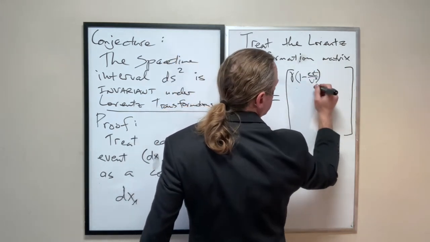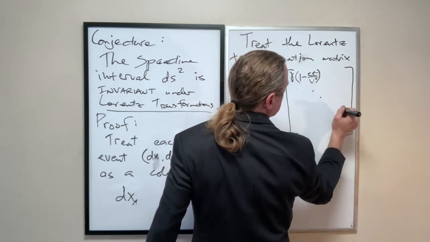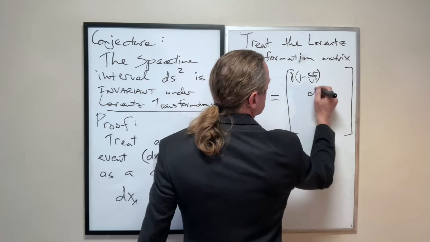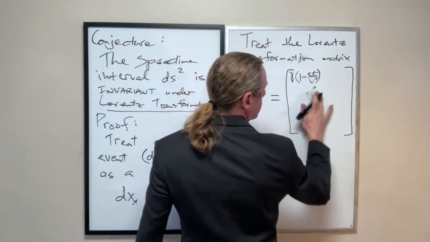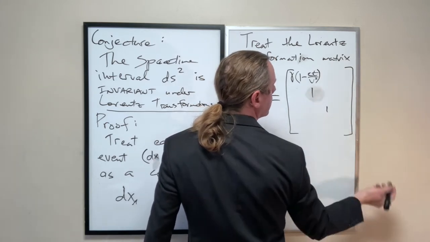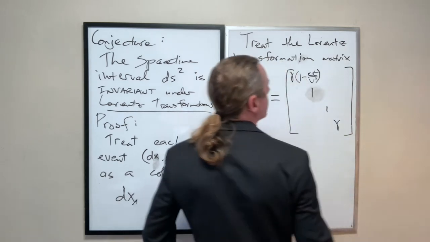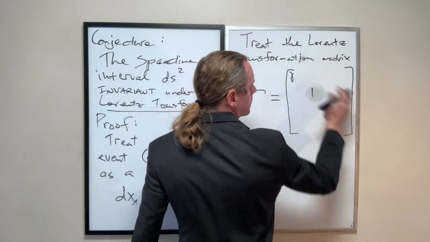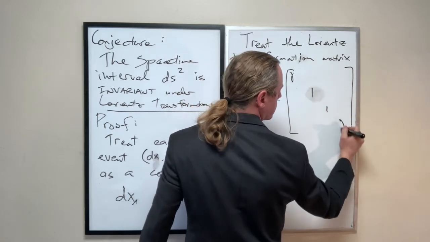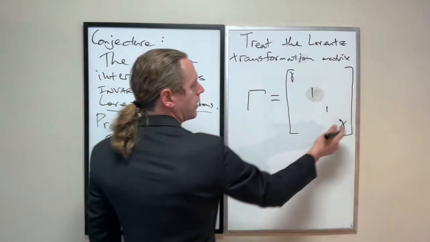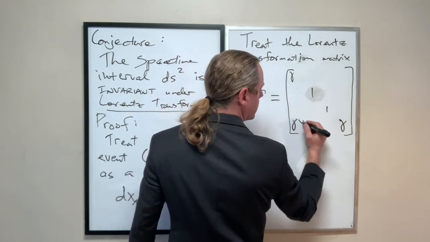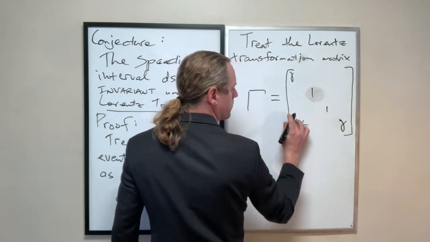Then we had that down the diagonal, and then we just had 1, and then down here we had gamma. Sorry, here is the matrix. The cross terms came from here. We have gamma v over c squared, and that's a minus.